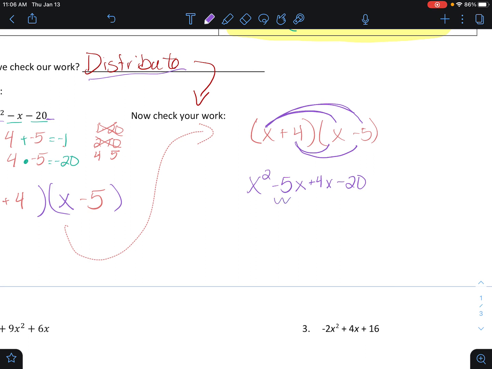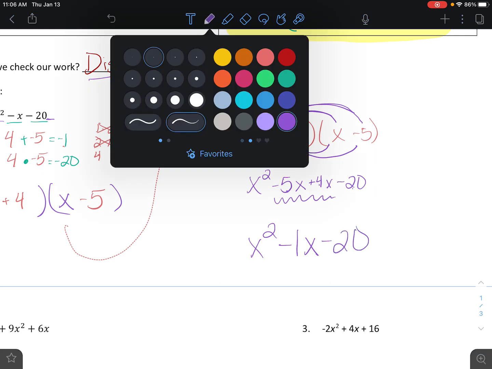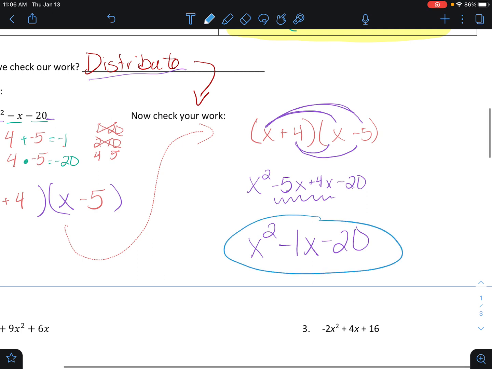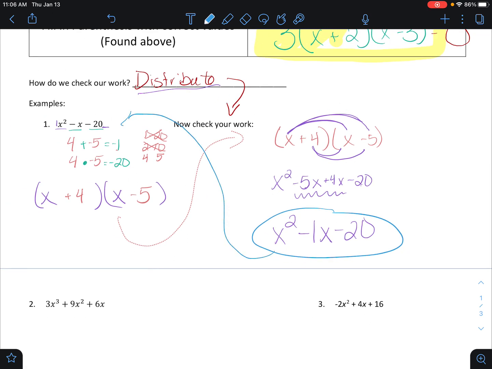From here, we have to combine our like terms. So the x squared just hangs out up front. -5 plus 4 gives me -1x. And I bring down the -20. And if I look, this right here is exactly what we started with. So that's how you can check your work, is to make sure if you multiply them together, you'll get back right where you started.